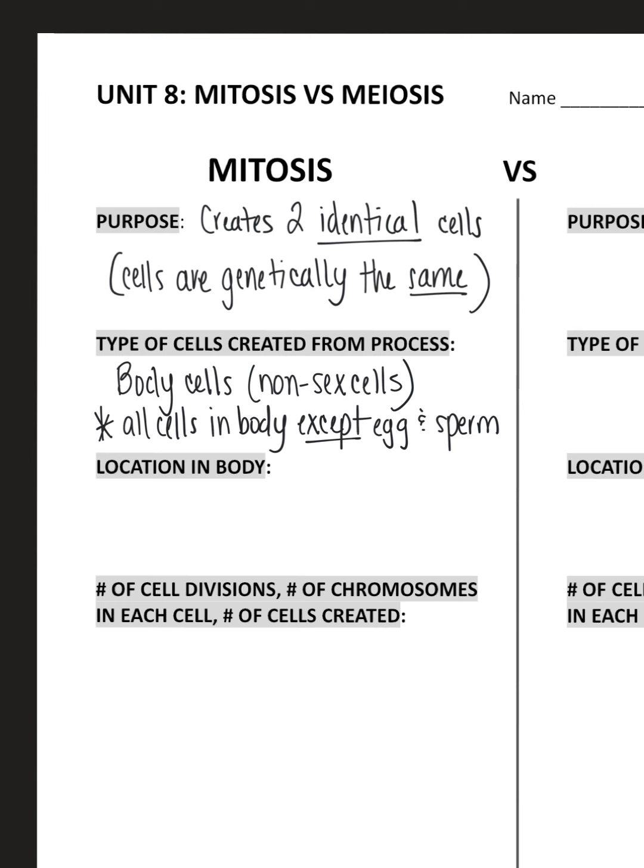For location in the body, that would be all over. So if every single cell besides egg and sperm is made from this process, we could find cells all over the body that go through mitosis. For examples, we could literally list any cell type except for egg and sperm, which are your sex cells. So know that there's a lot of possibilities that I could have listed, but I'm going to put blood, muscle, and skin, just to name a few.